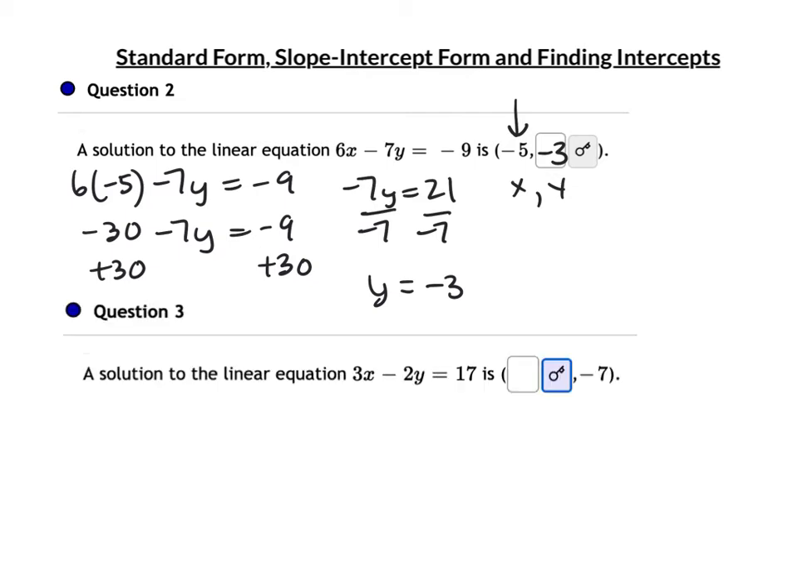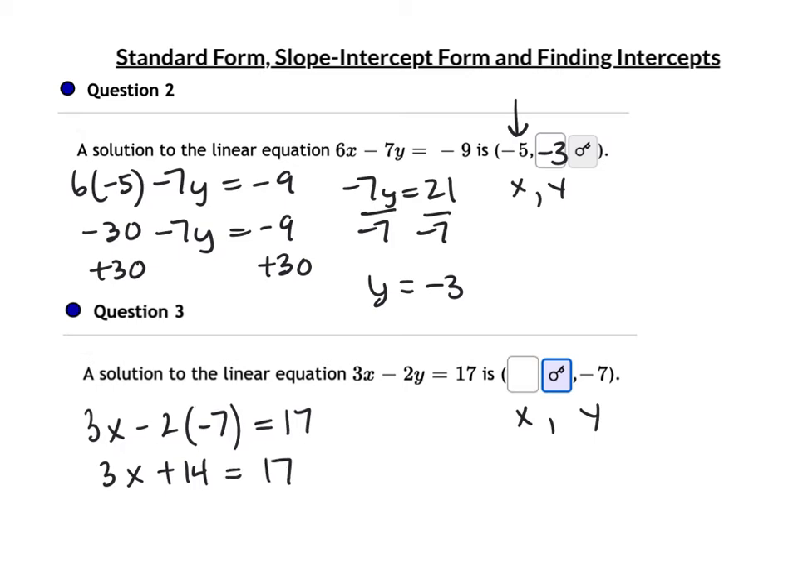In question 3, we don't know x, but we do know y. Y is -7. So we'll take this equation. 3 times x, we don't know x, minus 2 times y, which is -7, equals 17. That's 3x. Notice the double negative. Minus 2 times -7, that's plus 14 equals 17.